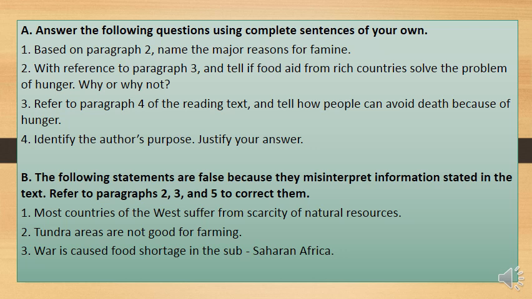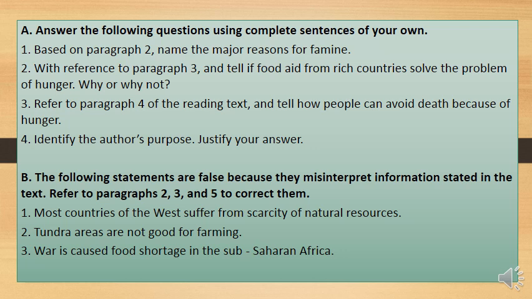Now we are going to move to the worksheet or the questions related to the text. I'm going to start with the first question, which is based on paragraph 2. Name 2 major reasons for famine. As you can see, in paragraph 2, the writer mentioned 2 main reasons. He talked about natural disasters, he talked about overpopulation, he mentioned many reasons, but we have to mention 2 here.